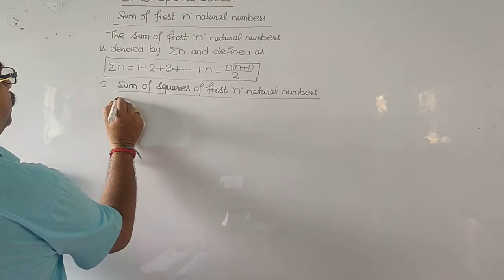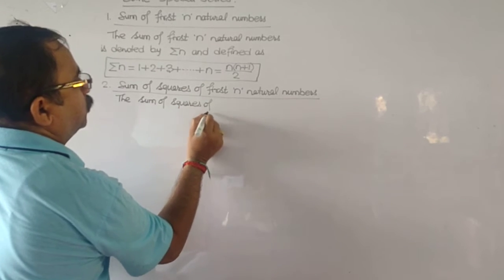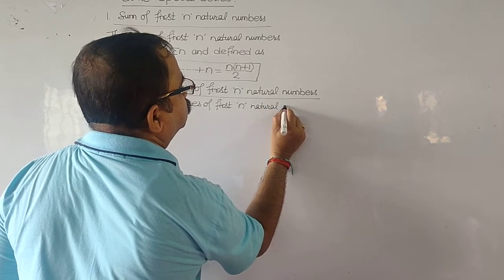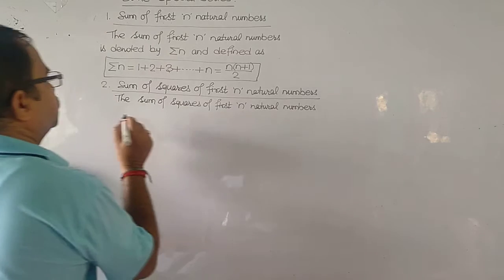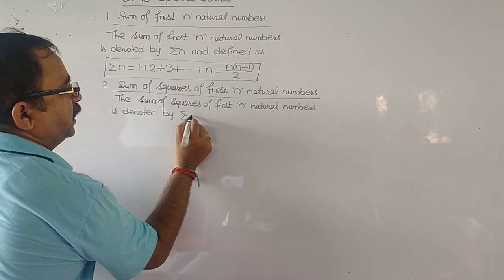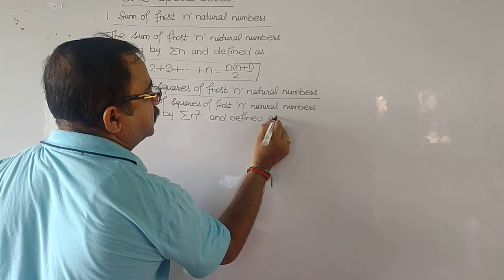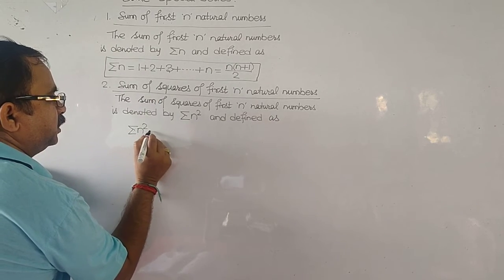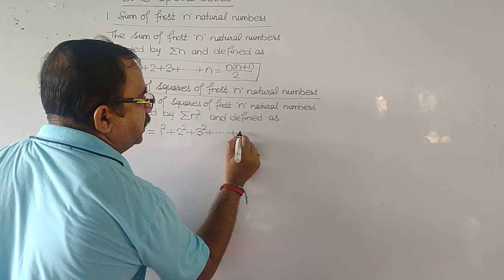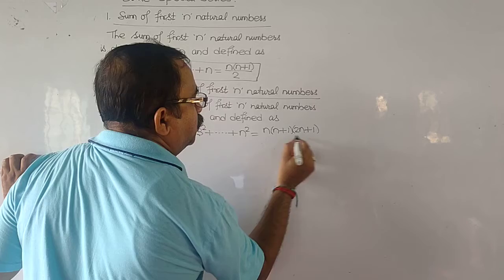So the sum of squares of first n natural numbers is denoted by summation n square and defined as summation n square equal 1 square plus 2 square plus 3 square plus and so on plus n square, and this is n(n plus 1)(2n plus 1) whole upon 6.